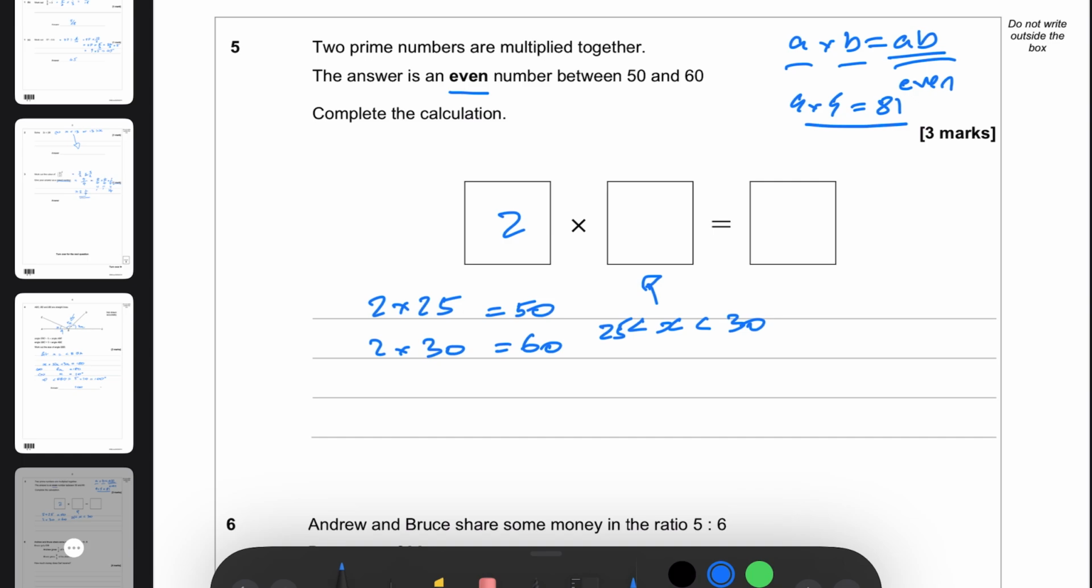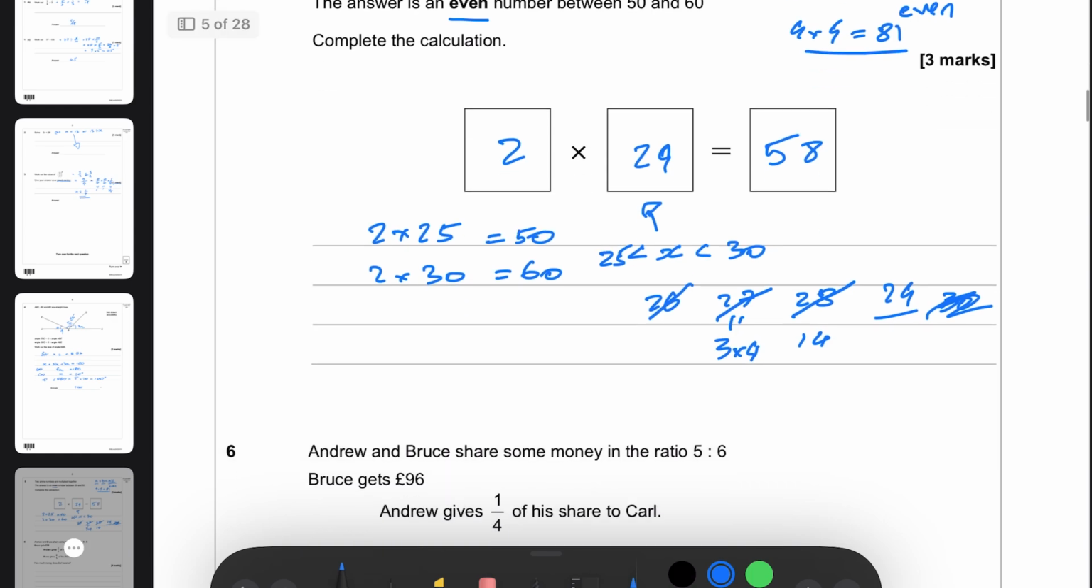So we can literally go through all the numbers in there and check which ones are primes. So we have 26, which is even, so it's not a prime. We have 27, which is 3 times 9, which is not a prime. We have 28, not a prime either. 29, which is a prime, and 30, which can't be counted. So 2 times 29 is 58, and we are good, right? Good.